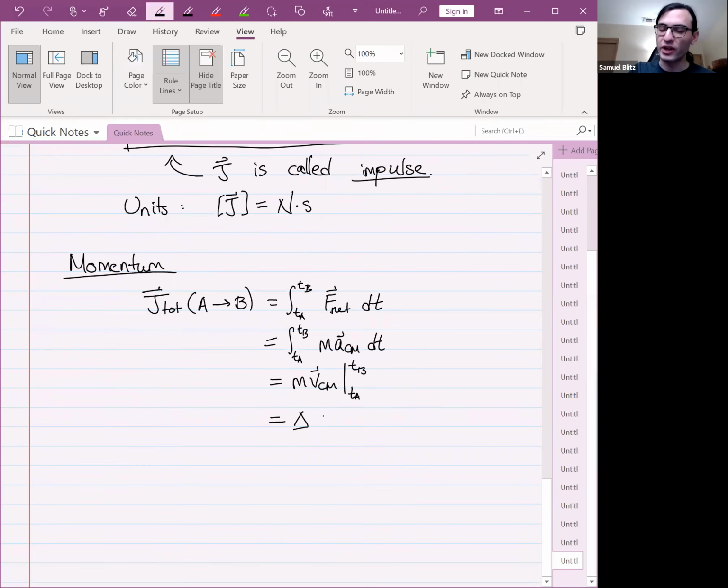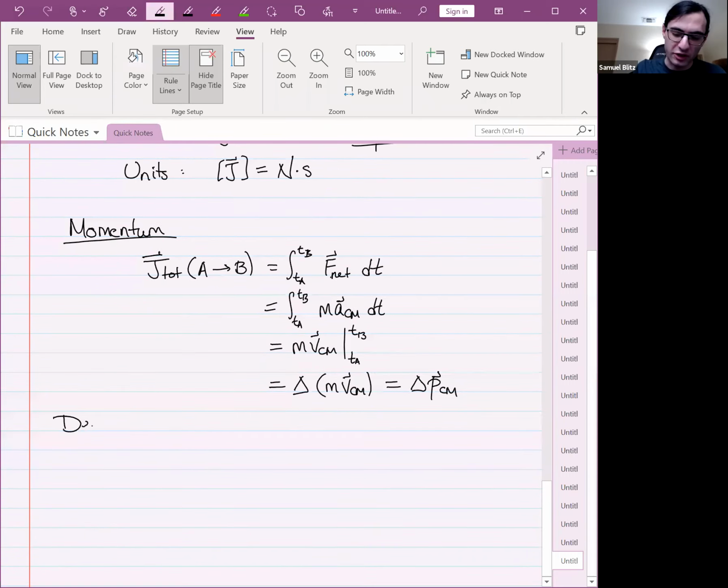Put another way, this is the delta of the mass times the center of mass velocity, or giving it a new name, delta P cm. So that's the center of mass P. So what is this thing P? It's just a new definition. We define P, it's a vector, to be momentum. This is a new thing that you may not have seen yet. It's just a thing. It is momentum. Momentum is mass times velocity. So the center of mass momentum is mass times the center of mass velocity.